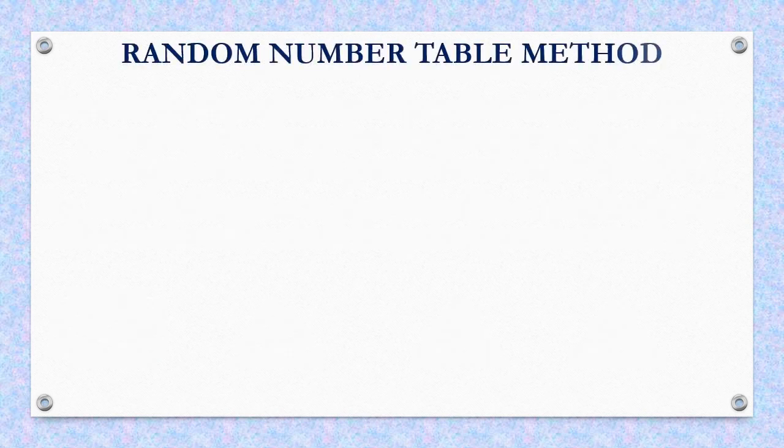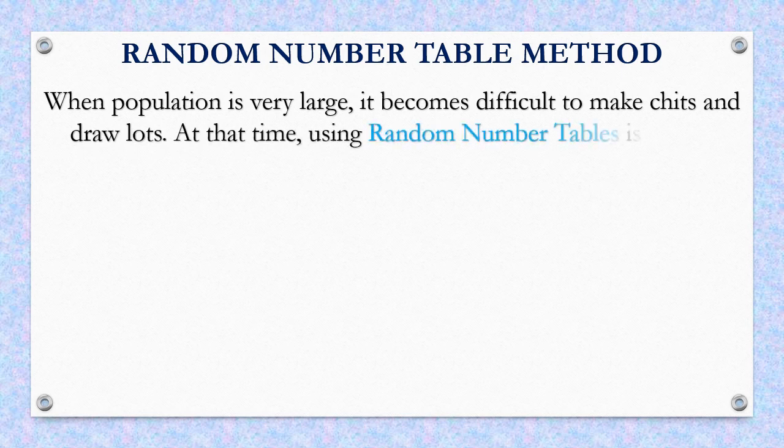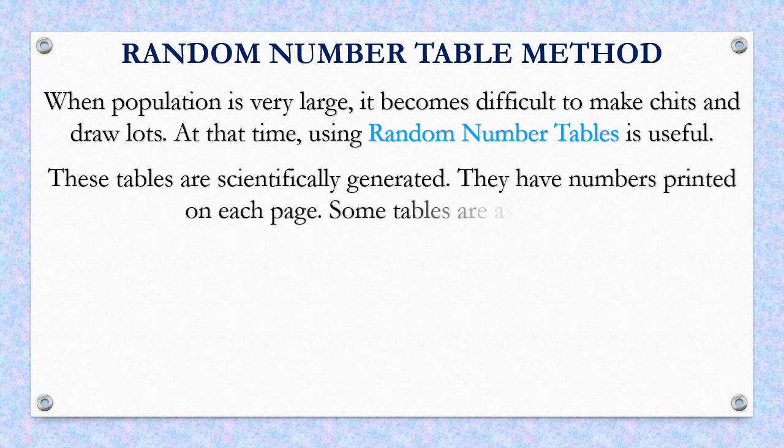Random number table method. Now this is something else. When the lottery method cannot be used because the population is very large and it becomes difficult to make chits, for example, when I have a population of 1 lakh, I can't prepare 1 lakh chits and draw lots. At that time, using random number tables is useful. Now, what are random number tables? These tables are scientifically generated. They have numbers printed on each page. So each page has numerous numbers, and we select directly from those ready-made numbers rather than drawing chits.